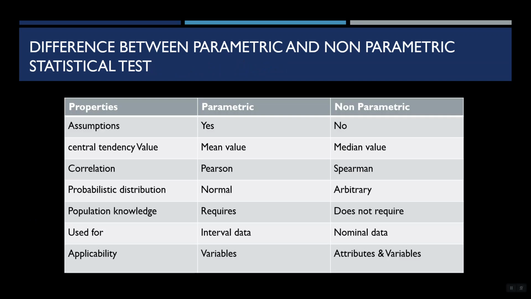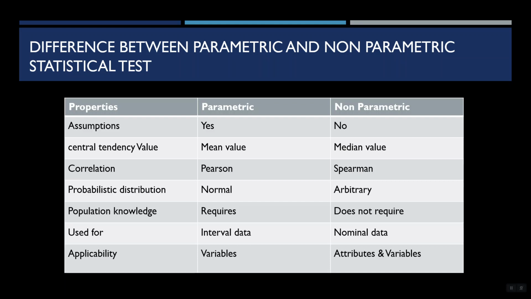Here we have a list of some key differences between non-parametric and parametric tests. First of all, we use the normality assumption for parametric tests while we do not make any assumptions for non-parametric tests. Secondly, parametric tests use the mean value while for non-parametric tests we use the median value.